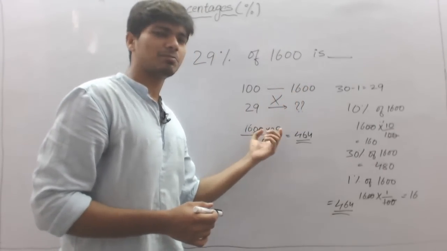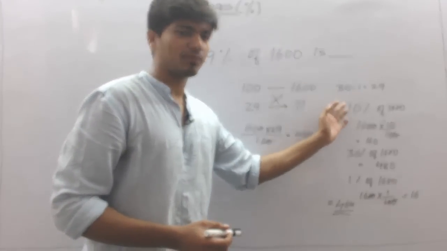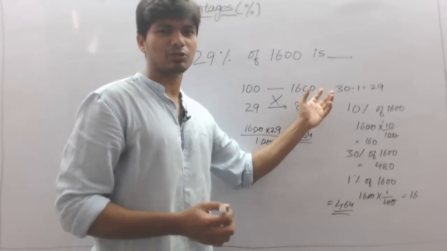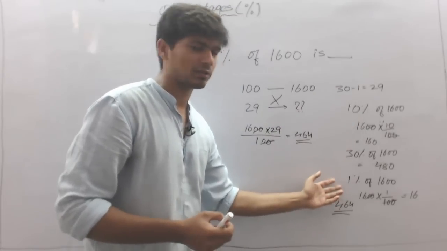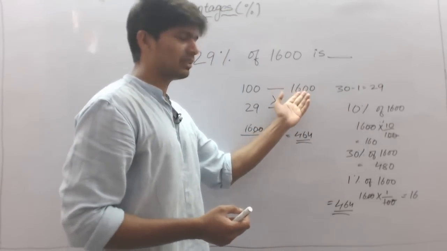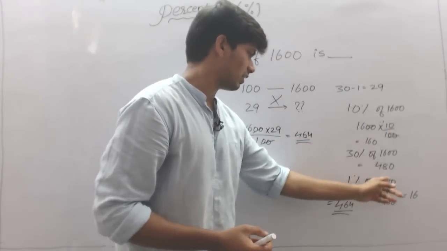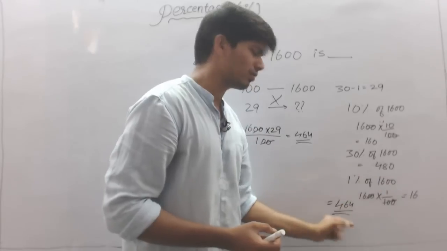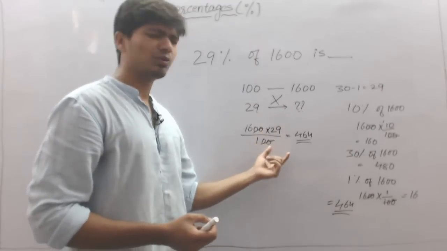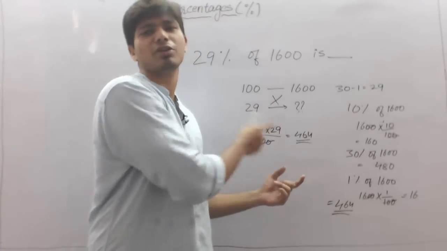If you are very perfect in calculation, you can go this way. But if you are not perfect in calculation, you can go this way also. That means 10% of 1600 is 160, 30% is 480 and 1% is 16. So 480 minus 16 gives you 464. Here you need to do it with a pen.